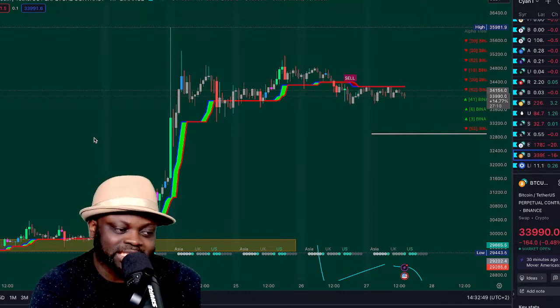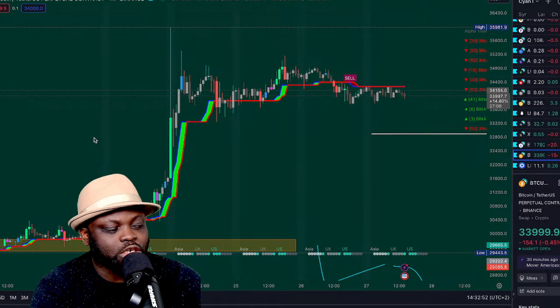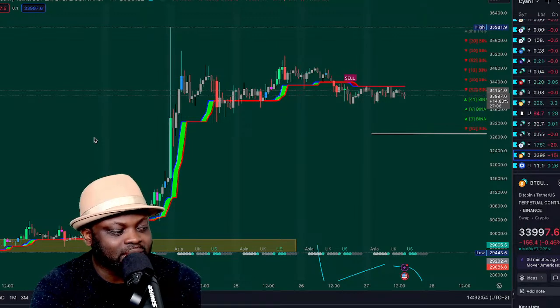But if it is what I just analyzed right now, then I think if you use the alpha trend indicator, it can help you. But without any indicator, it'll be difficult for you to actually do it properly.